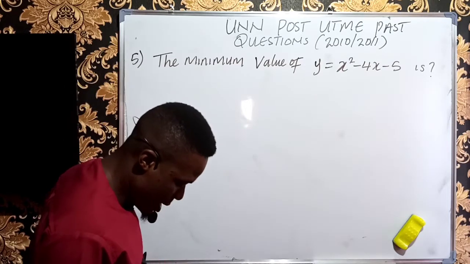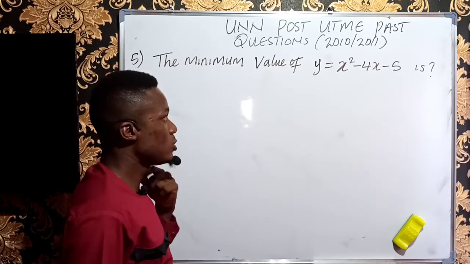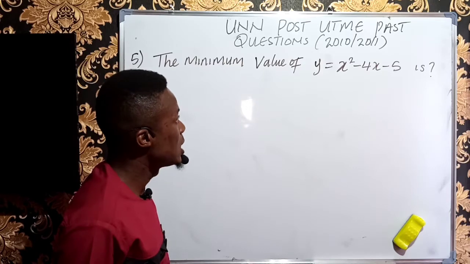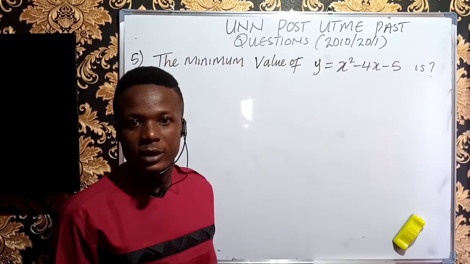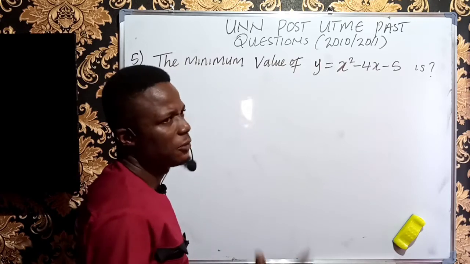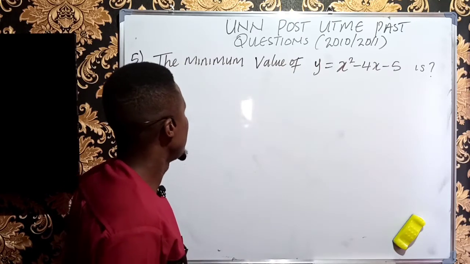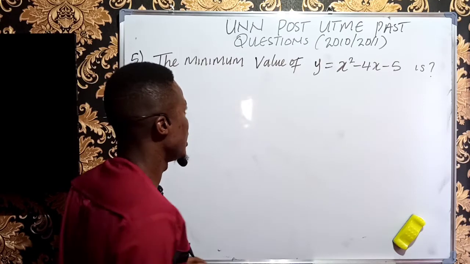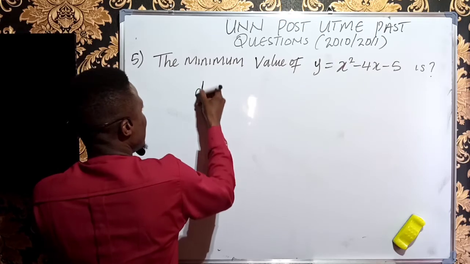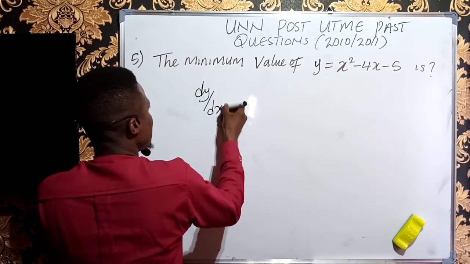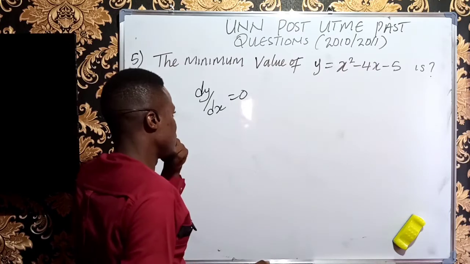Now, there are so many ways the minimum value of any function can be got. Right? You can differentiate. You can write it in the vertex form. If you don't want to write in vertex form, we can still follow a lot of ways to get the minimum value. But let us differentiate here. It is minimum at dy/dx equals 0. So just get the dy/dx and equate with 0.